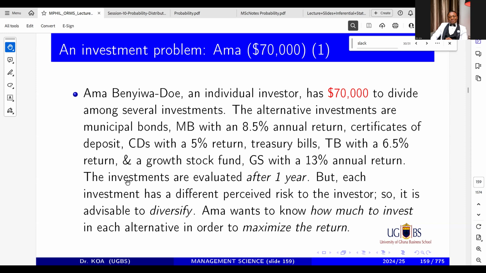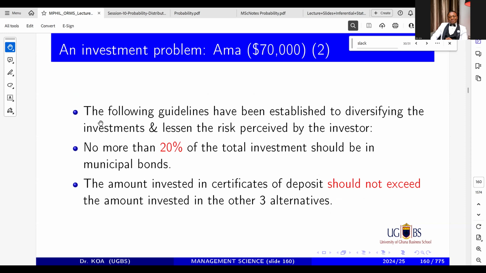Now, there's more information. The following guidelines have been established to diversify the investment in order to lessen the risks perceived by this investment. The first guideline is that no more than 20% of the total investment should be in the municipal bonds. So don't put more than 20% of your total investment. We know the total investment is $70,000.